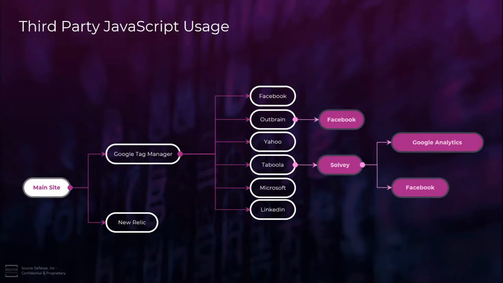But many times, what those third-party services are using or bringing in may be unknown to you and may change on a regular basis. So in this case, Taboola is bringing in Solvi, which is also bringing in Facebook, or also bringing in Google Analytics. And Outbrain is also bringing in their own Facebook integration. So again, typically the white outlined pieces you will know. Anything beyond that is typically a mystery or unknown to you as a website owner.